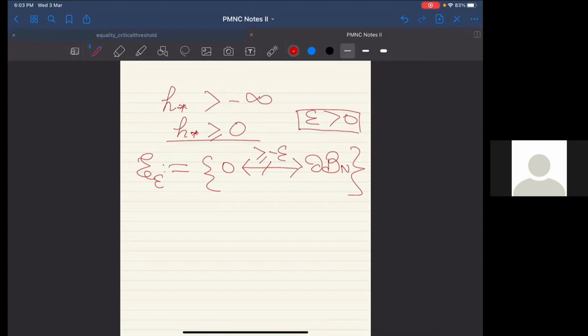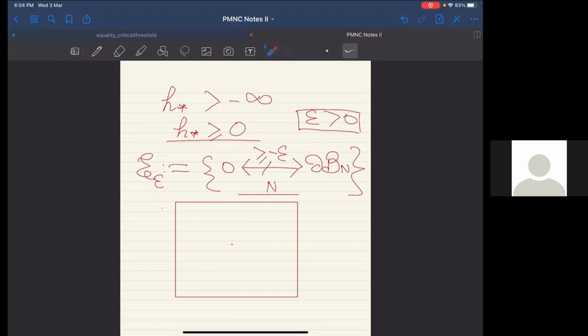Why so? Now let's look at the event E. Suppose what happens in this event, that when you don't connect, is that if you draw a big box, it's not too bad, better than I thought I'd be able to draw. The radius is n. Now suppose E happens. This event happens.